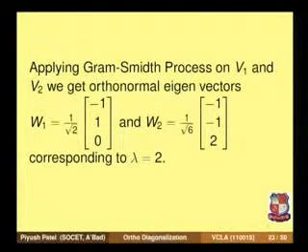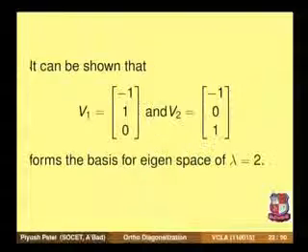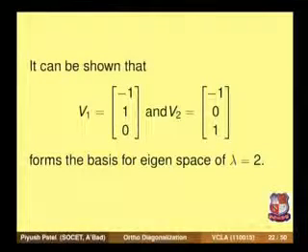So applying the Gram-Schmidt process on v1 and v2 we get the orthonormal eigenvectors. So what are our vectors v1 and v2? We wish to apply the Gram-Schmidt process. Here the given vector v1 is minus 1, 1 and 0.